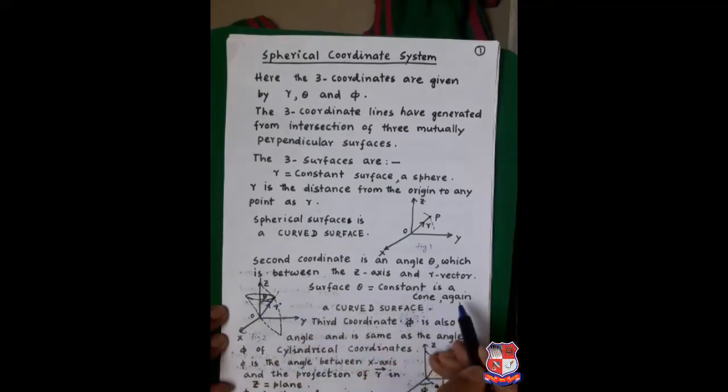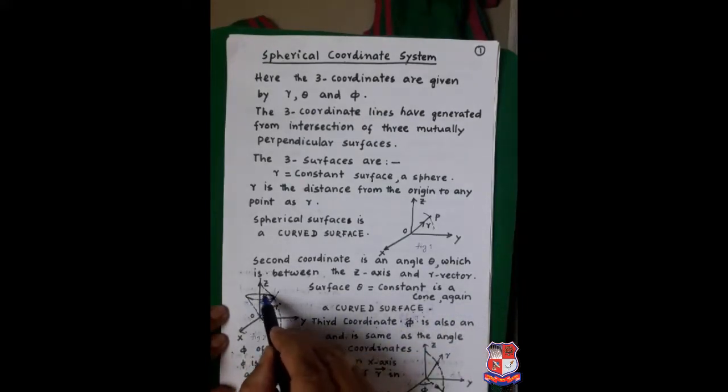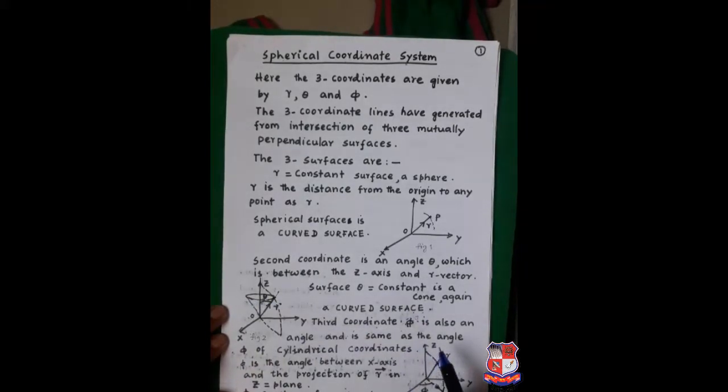Surface theta equal to constant is a cone. You can see it is an inverted cone. The vertex is at the origin. So this is the second surface, which is again a curved surface. The third coordinate is phi. It is also an angle, and as you have seen, the phi coordinate is also in the cylindrical coordinate system. So phi is the angle between the x axis and the r vector, when the r vector is projected to the xy plane.